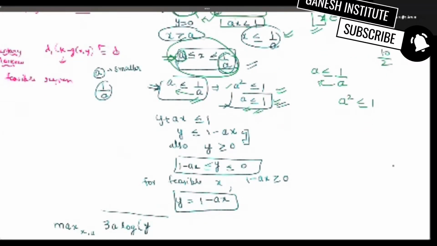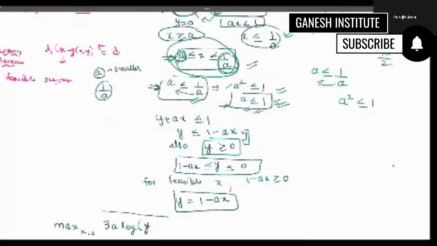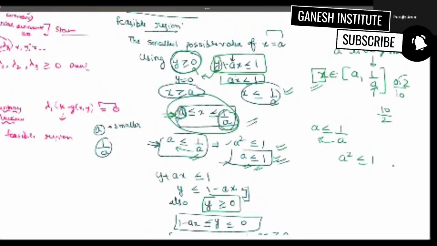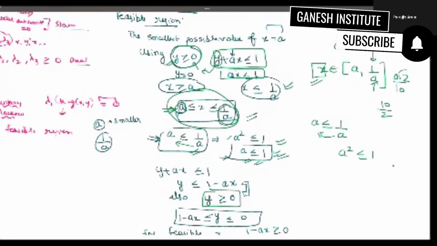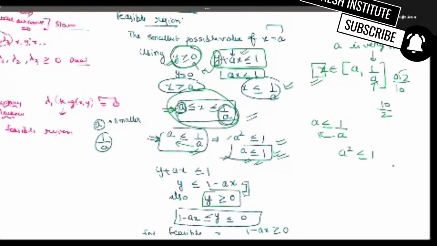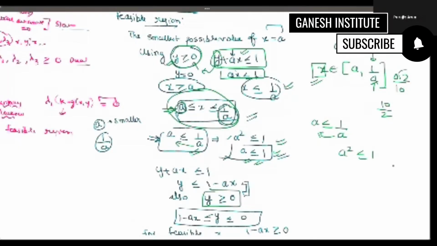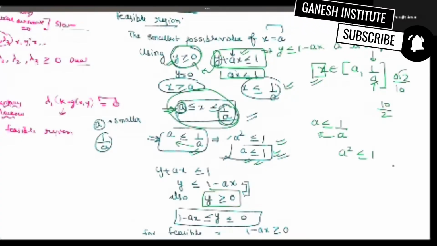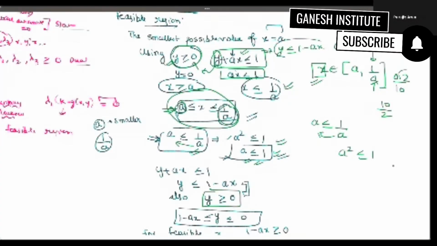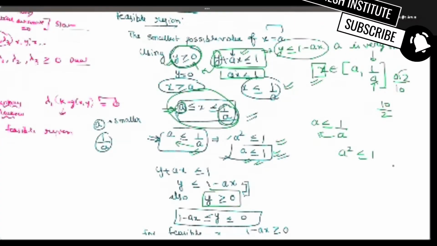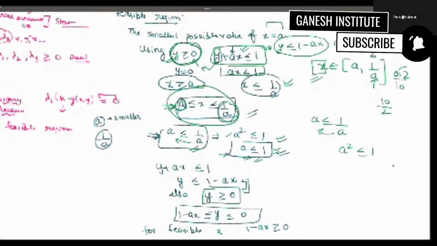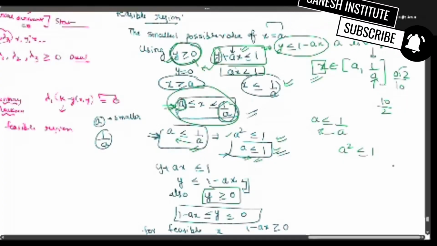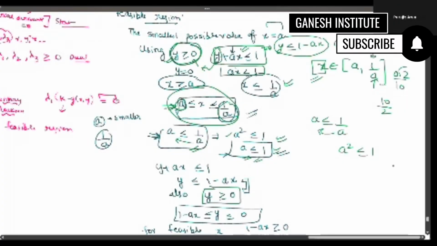So y is greater than or equal to 0. This is the condition. And y plus ax is less than or equal to 1. So what is y from here? y is less than 1 minus ax, right? So take ax. I have found the range of y: 0 to 1 minus ax. y is less than 1 minus ax.